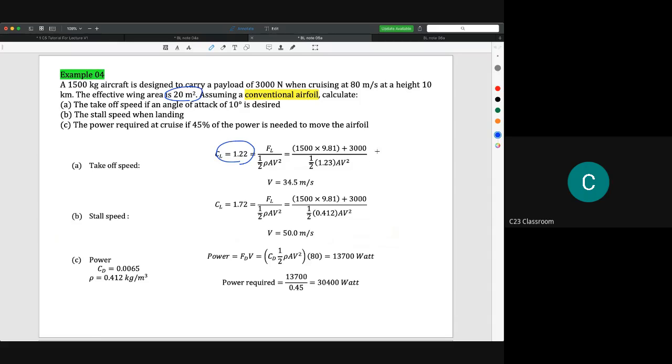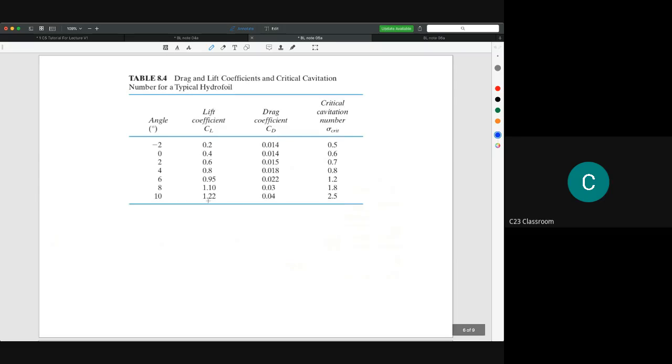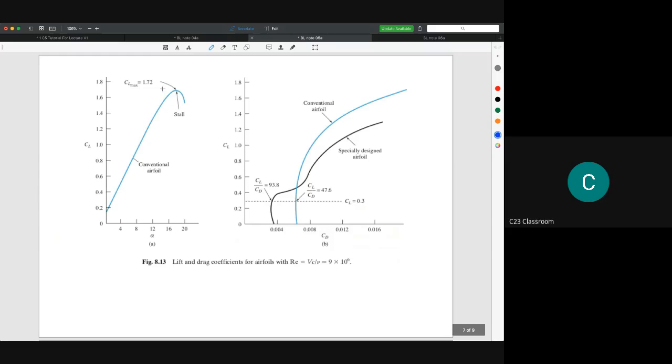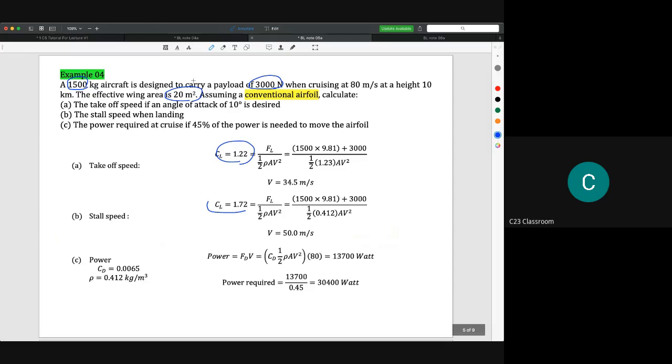So what I want to show you here is the value 3000, you must add with the aircraft, because this is the total mass for that aircraft, and we could get the value of velocity here. And then the stall speed, I think this comes from the graph. Okay, so we have the stall CL here is 1.72. And then we substitute in this equation, so we get the velocity is 50 meters per second.